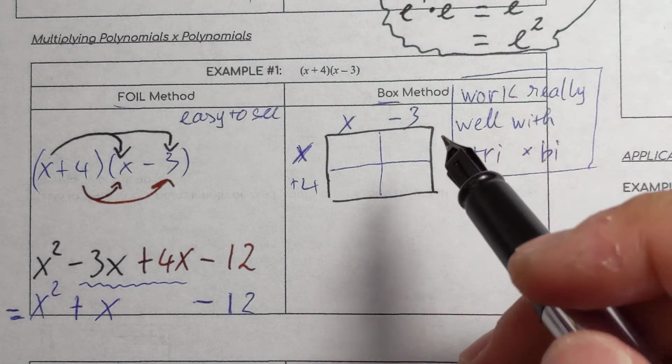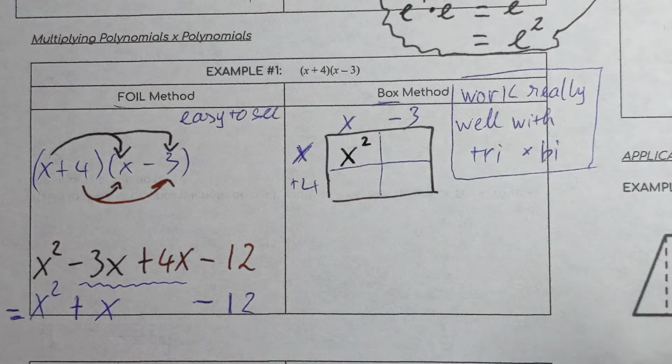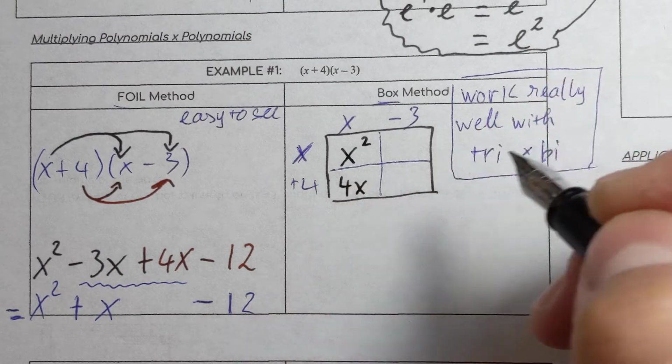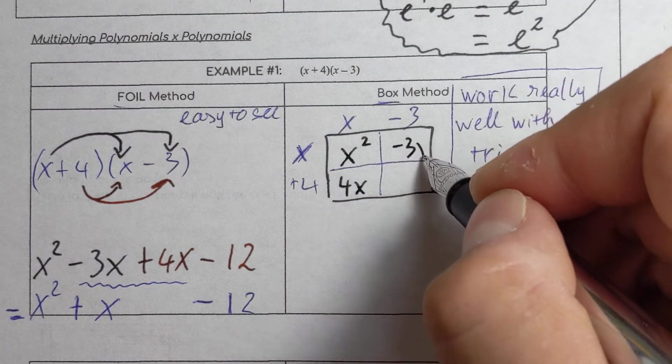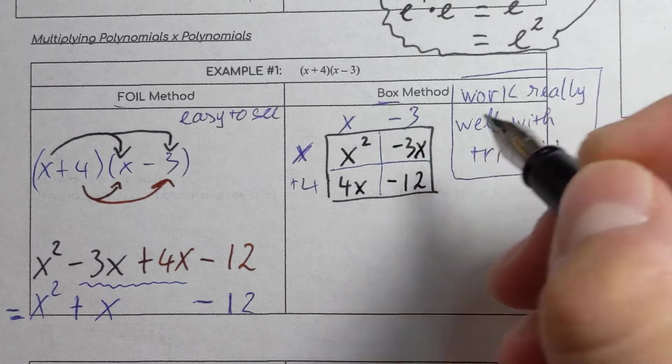Then you do multiplication between them. X times x, this would be x squared. X times positive 4, positive 4x. Negative 3 times x, negative 3x. Negative 3 times positive 4, negative 12.